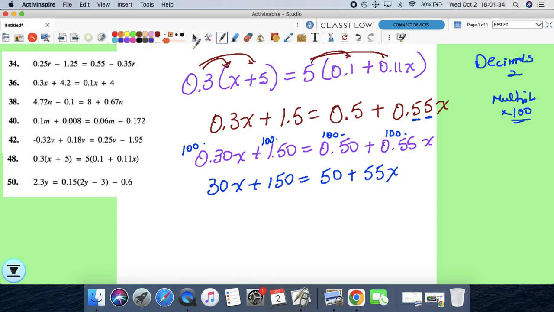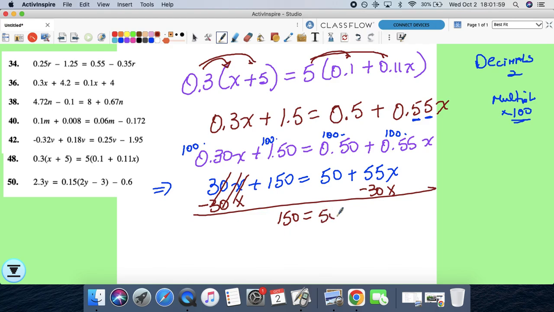55x. Now we go and do what we've been doing. Step 1, distributive property. No. Step 2, combine like terms. No. Can't combine anything on the left. Can't combine anything on the right. Step 3, is there variables on both sides? Yes. Get rid of the small one. So we're going to get rid of 30x by doing minus 30x. That goes away. 150 comes down. Equals 50, and 55 minus 30 is 25x.